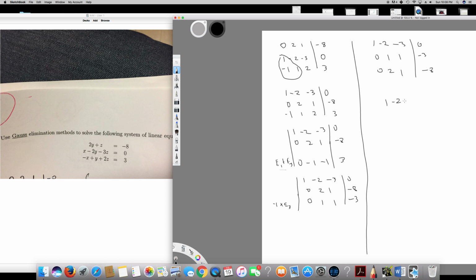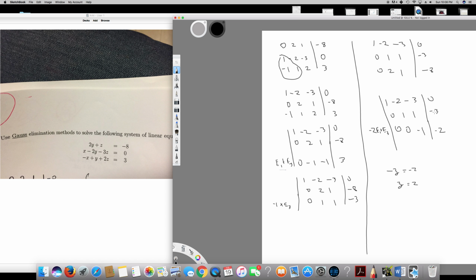1, minus 2, minus 3, 0, and 0, 1, 1, minus 3, and for the third equation I'm going to multiply the second equation by negative 2 and add it with the third equation. If I do that, this will become 0, negative 2 plus 2 is 0, negative 2 plus 1 is going to be minus 1, which is equal to negative 2 times negative 3, which is positive 6, and positive 6 plus minus 8 is going to be minus 2. So we have formed the equation. We know this minus z is equal to minus 2, therefore z is equal to 2.